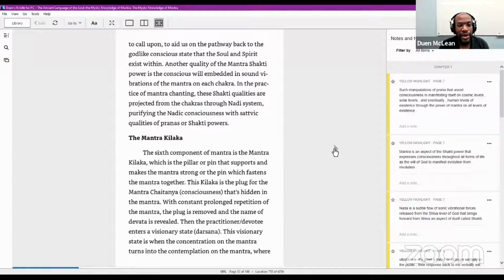Another quality of the mantra Shakti power is the conscious will embedded in sound vibrations of the mantra on each chakra. In the practice of mantra chanting, these Shakti qualities are projected from the chakras through the Nadi system, purifying the Nadic consciousness with sattvic qualities of pranas or Shakti powers.